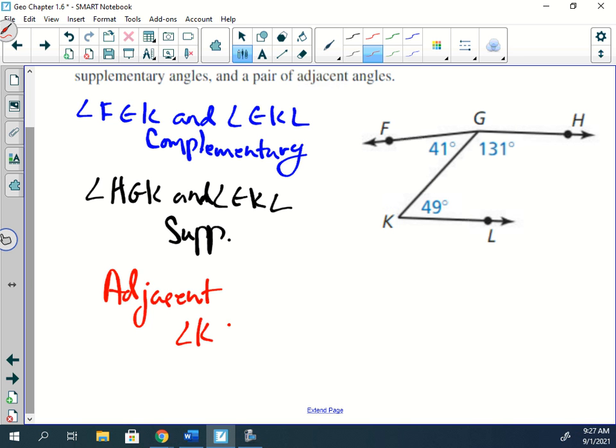K, G, what? And KGH. Because both of these angles share the side KG and the vertex G. They have to share a side and a vertex. Common side and common vertex. Questions on this here?